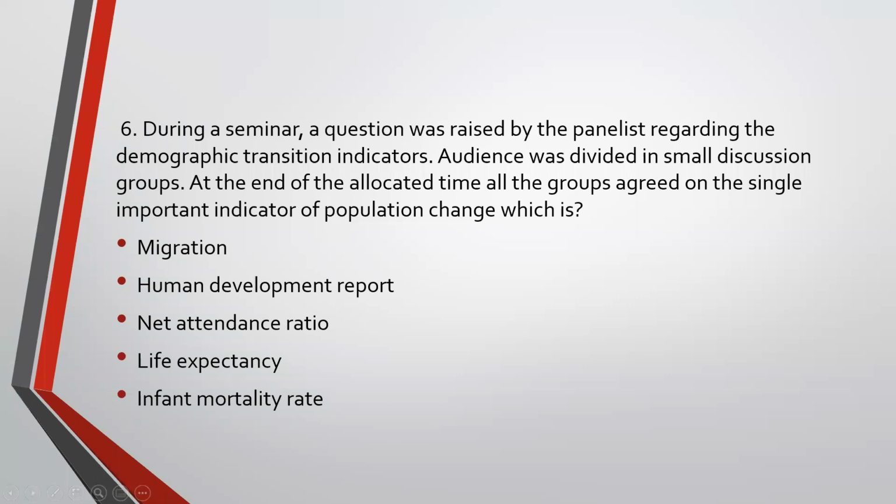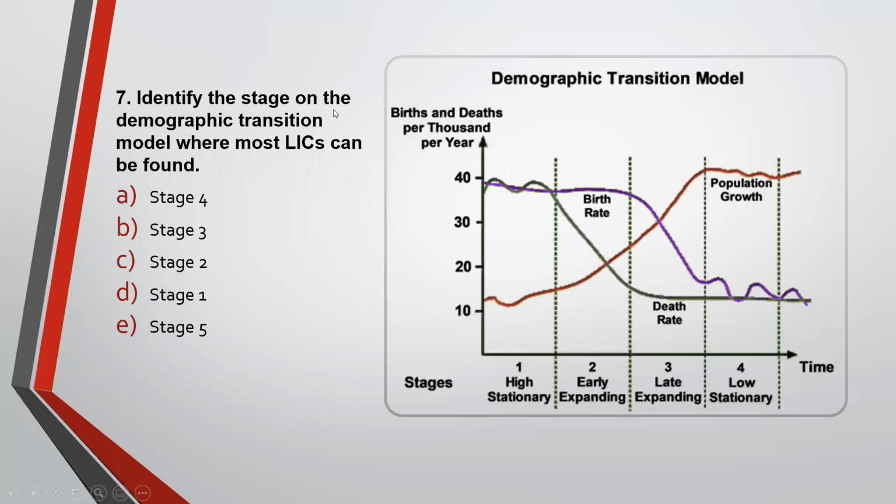E. Whenever we are talking about the whole demographic transition and the indicators, migration is the most important indicator that needs to be addressed. Identify the stage on the demographic transition model where most lower income countries can be found. Lower income countries like Afghanistan and some countries from Africa and others. It's B. Yes, it's stage 2.